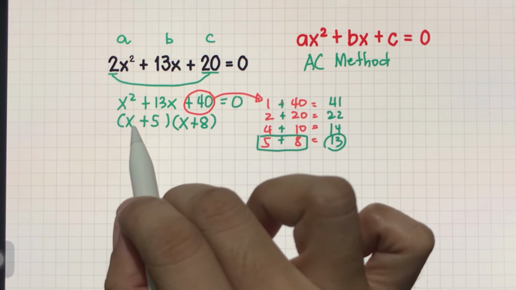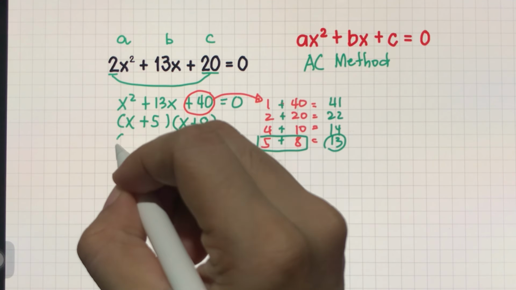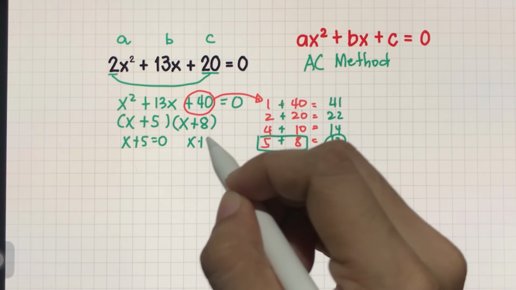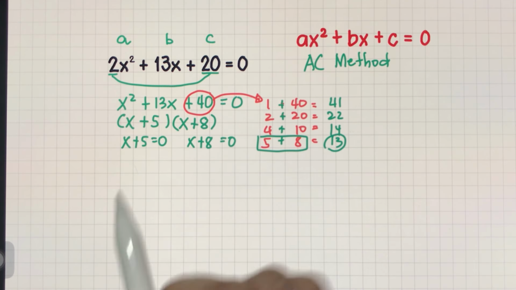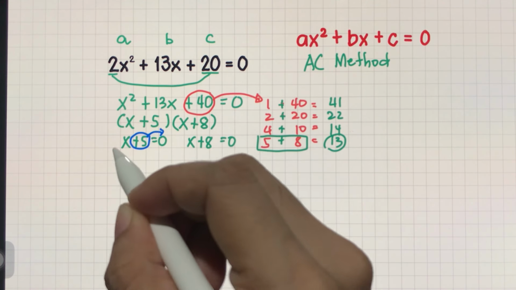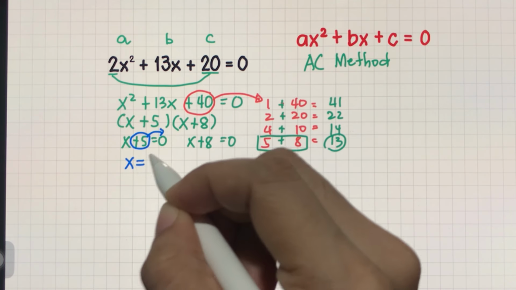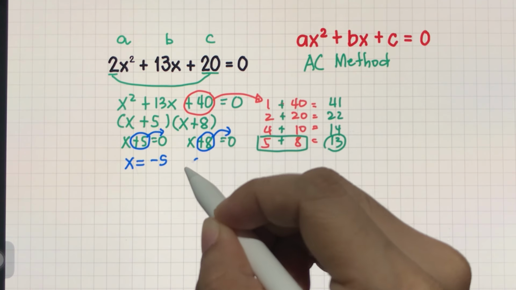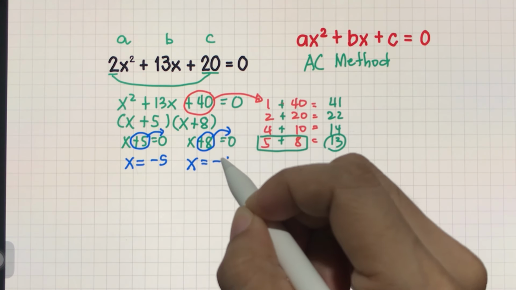Now we'll equate each of these factors to 0. X plus 5 equals 0, and x plus 8 equals 0. Then solve for the value of x. This positive 5 will be transposed, so we'll have x equals negative 5, and positive 8 will be transposed, so we'll have x equals negative 8.